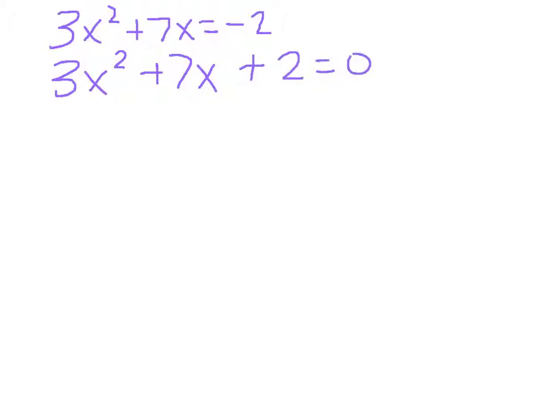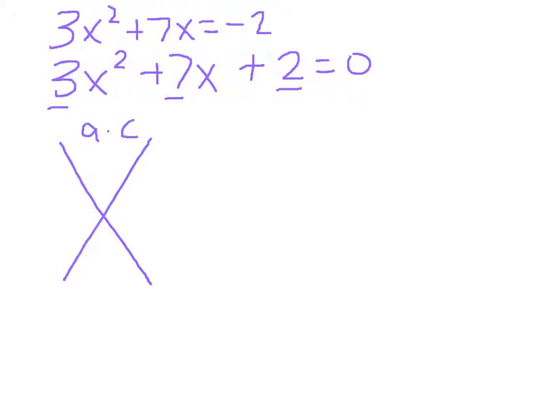The very next step is going to be to factor out the GCF from all three terms. If I look at my coefficients, 3, 7, and 2, the GCF is just 1. So in this case, I can skip that step. That's not going to help us any. The next thing that we're going to do is go straight to the diamond.